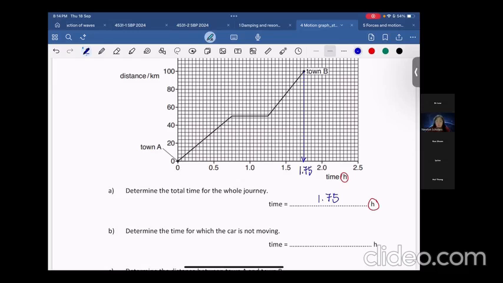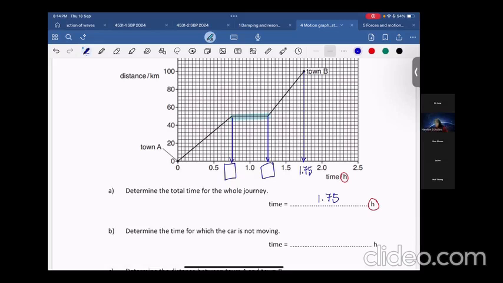Yes, Hui-Tong, correct. Okay, right, dear, here. This one, what is this? And then here, what is the time? This is the part where the object is not moving. This is the part where the object is not moving. Okay, is it 1.25? Here, is it 0.75?